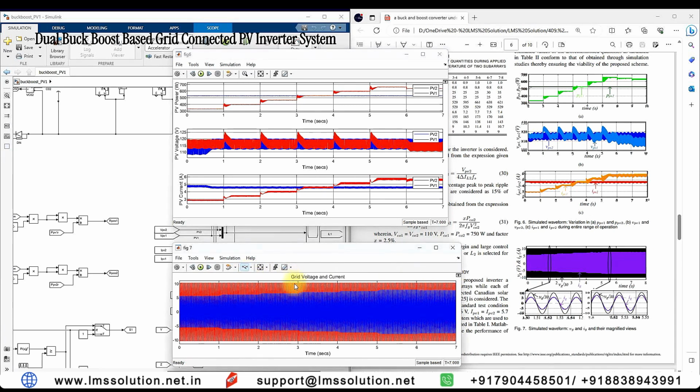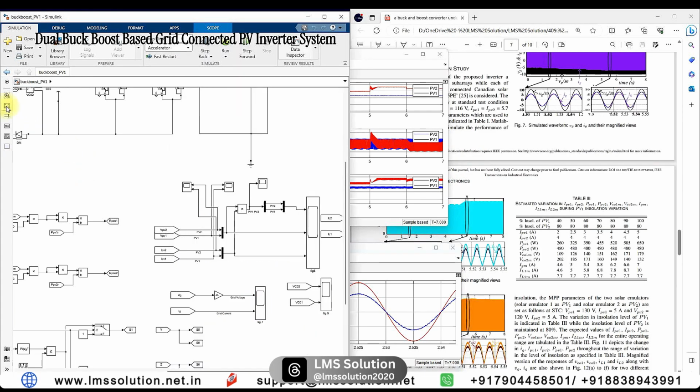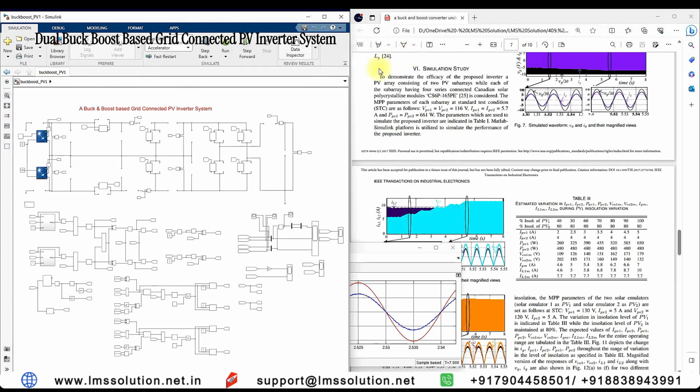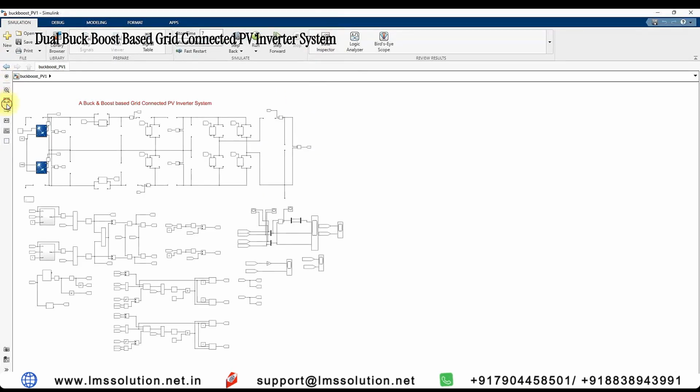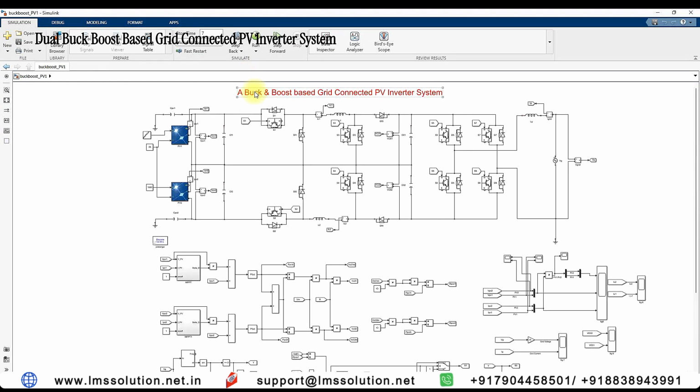Here you have to zoom it a little bit. You will see that both the grid voltage and current have in-phase components. This is the result of the model. As per that paper, you have got that result. This is the working of that dual buck boost based grid connected PV inverter system.